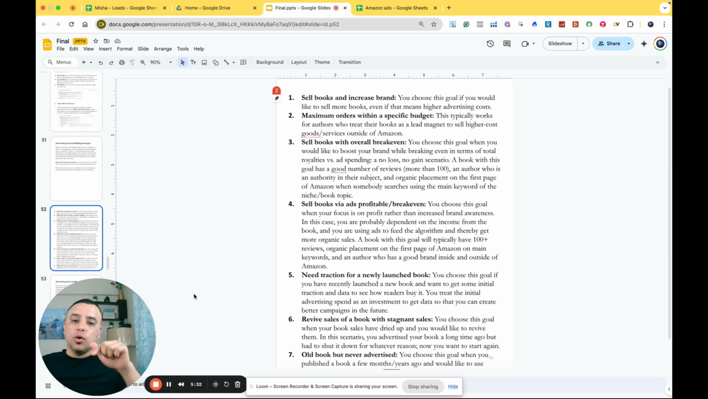Sell books with overall break even, the previous point. Typically you have about 100 reviews, and you're not just at the top, you're just about to get there, sort of a deal, right? So these could be another objective: to sell more books via ads profitably, right, and maybe break even to start with.